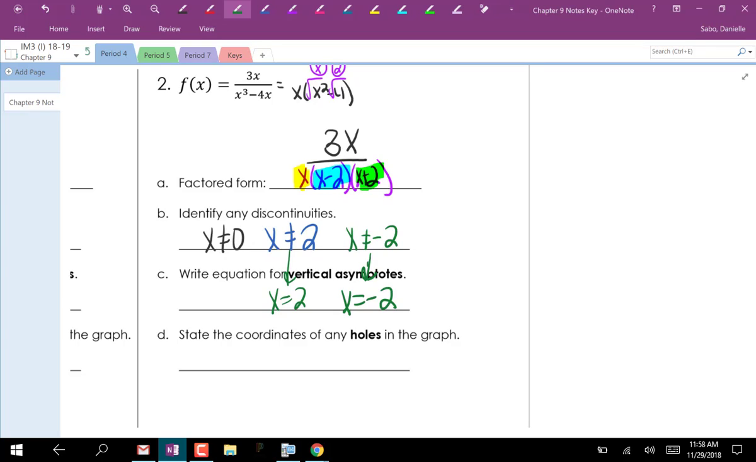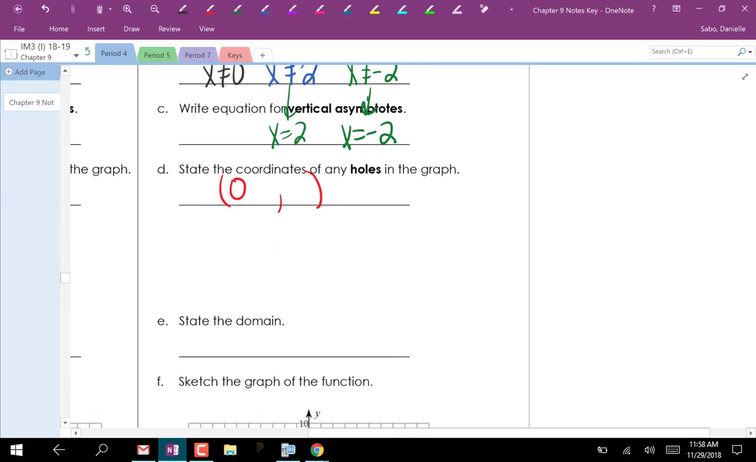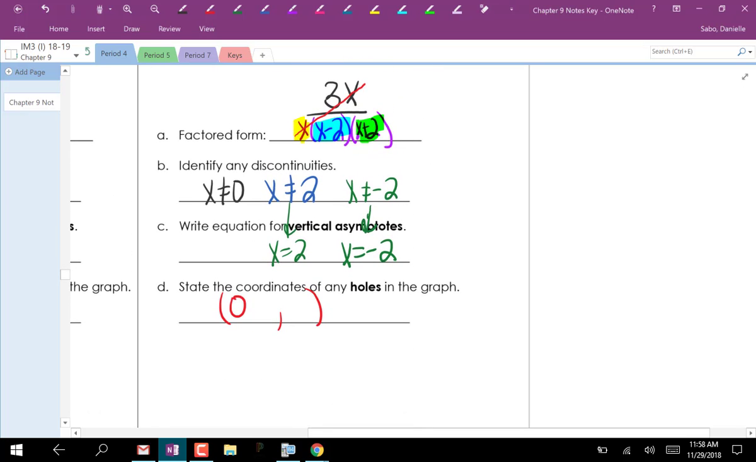It does. Okay, in red here. This cancels with the x, not the 3. It just cancels with the x piece right there. So we have a hole at 0 something. We have to figure out the y. Okay, here we go. We're going to plug it back in to what's left over.